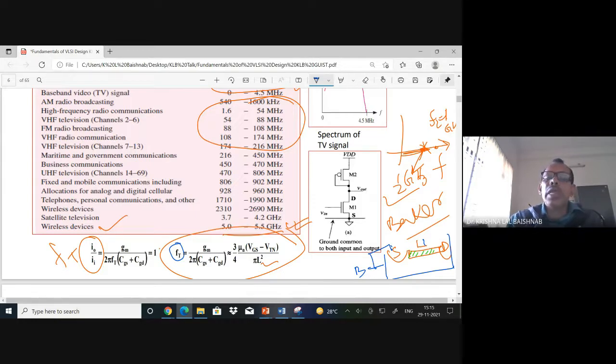Reducing L means reducing the MOS dimension.